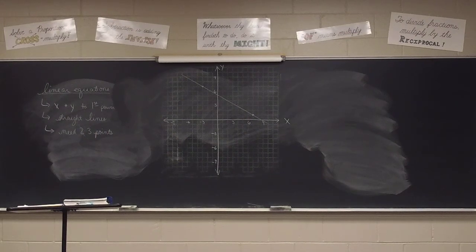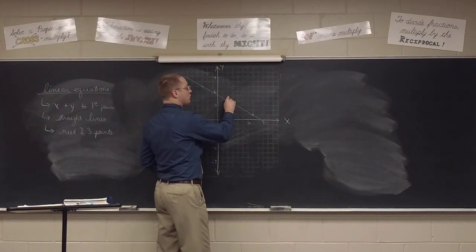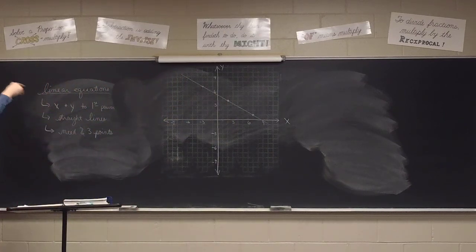Technically, you need 2. We're going to use a third point as a way of checking. For instance, if I'd also plotted this point, 2, 4, by noting that all 3 points line up perfectly, I'm convinced, yes, I graphed this equation correctly. So we're going to use 3 points instead of 2 to make sure that our graphs are done correctly.